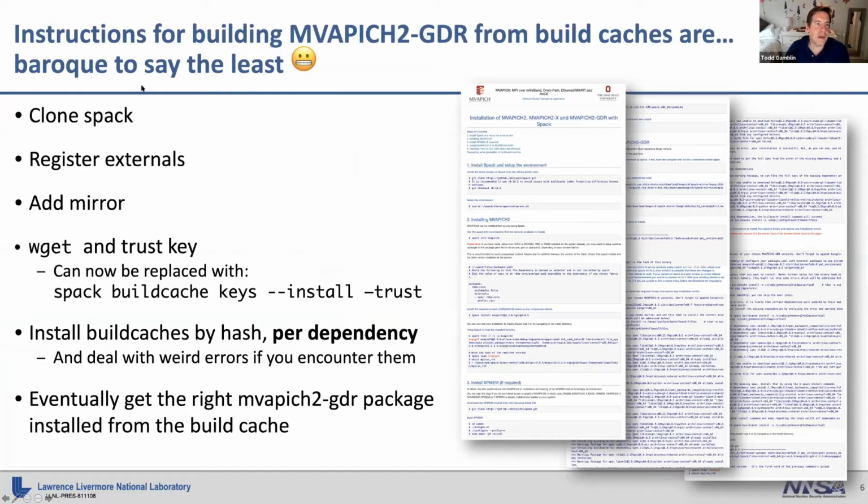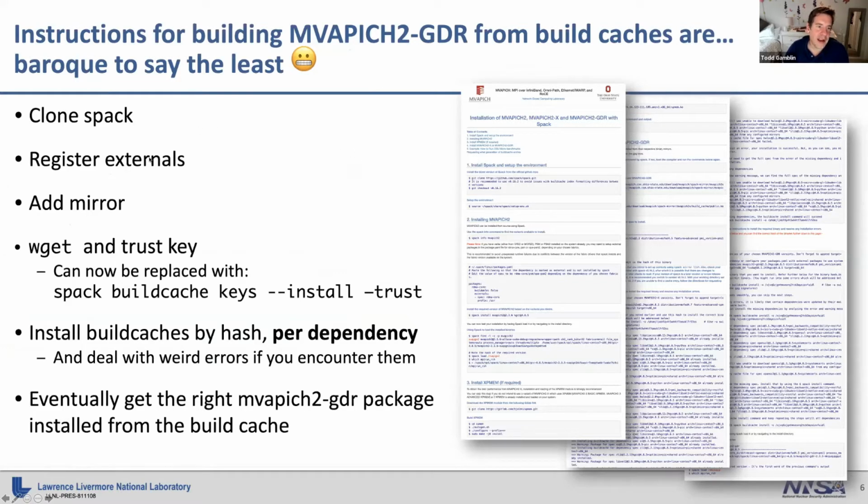I looked at the MVAPICH website and took a look at the instructions for building MVAPICH 2 GDR from build caches. And I mean, they are rather complicated. And so this is what I mean when I say that I think the MVAPICH workflow, these guys are pioneering distributing things with Spack build caches. And I think just reading through this page helped me understand what the pain points were.